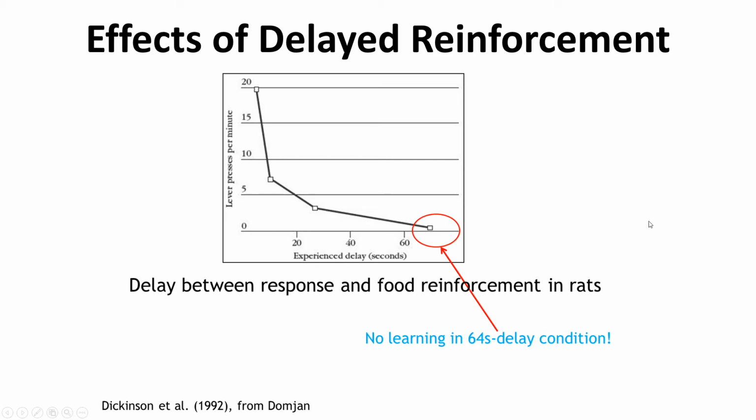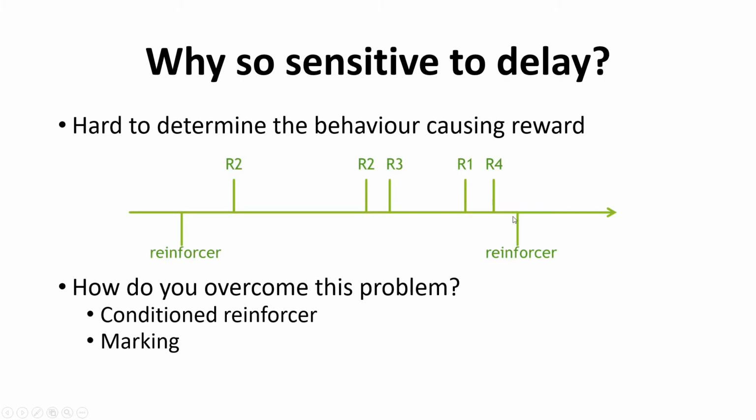But why do we see this pattern? Why are organisms so sensitive to delay? The basic idea is that when there's a delay, it's actually really hard to determine which behavior that you've performed was the cause of you getting that reinforcer. Basically, you find it hard to decide which action you should credit for getting that reinforcer.